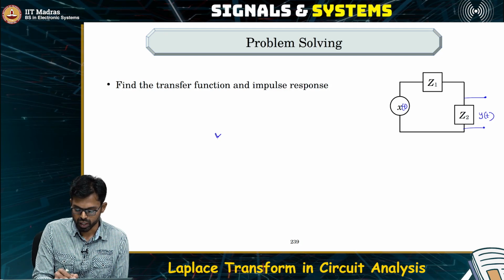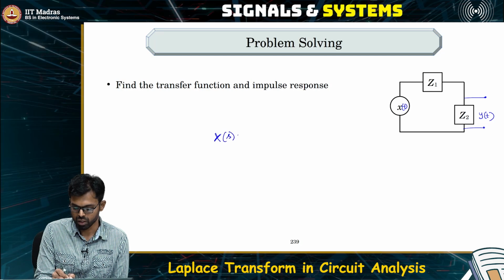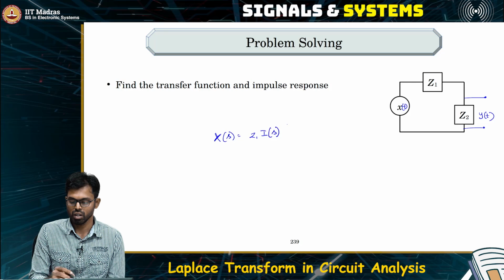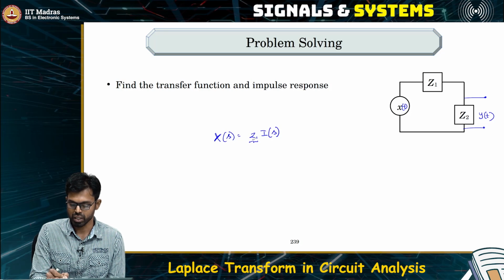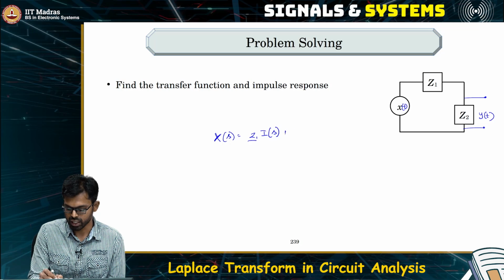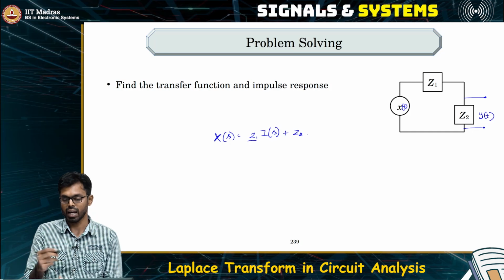Taking the Laplace transform, you get X of s equals Z1 times I of s. Now remember, this Z1 is actually in the s domain. So this Z1 and Z2 that we have here are in the s domain.